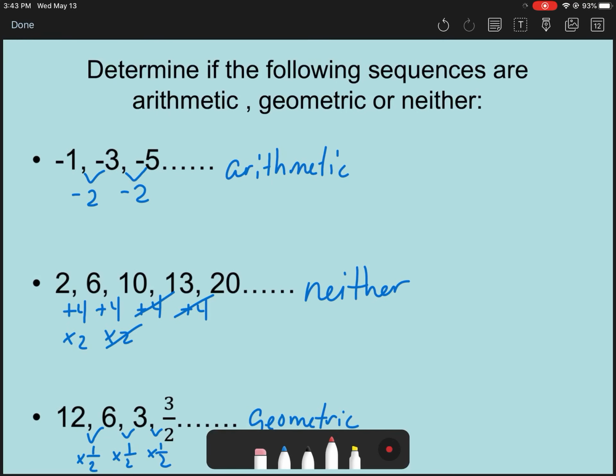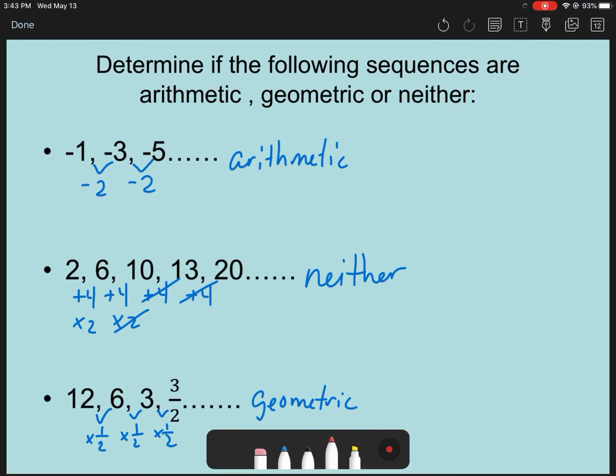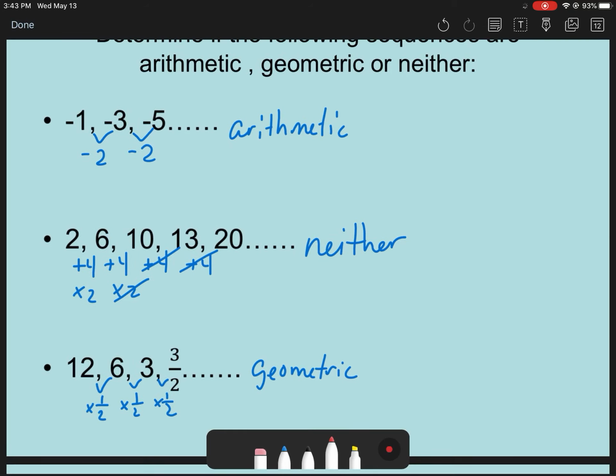All right, determine if the following sequences are arithmetic, geometric, or neither. So it is possible to have sequences that are neither arithmetic nor geometric. Okay, if you're not finding that you have to add the same number to each term to get to the next one, or there's no common ratio, then it's neither. Okay, the first one here, we're adding -2 to get to each next term. That's arithmetic. The second example is neither.